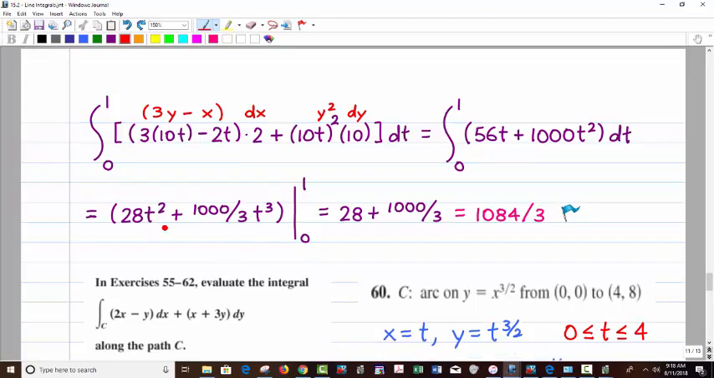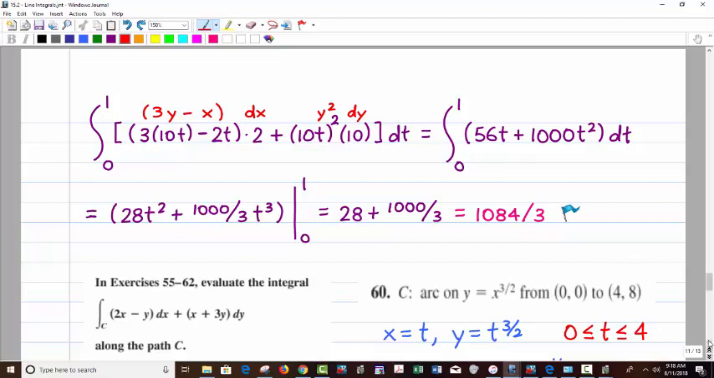And pretty easy, 28t squared. And then 1000 over 3 t cubed. 0 will be 0, put in 1. You get this, and then 28 would be the same thing as 84 over 3. So 84 over 3 plus 1000 over 3 would be 1084 over 3.